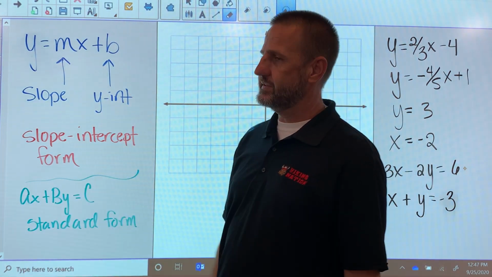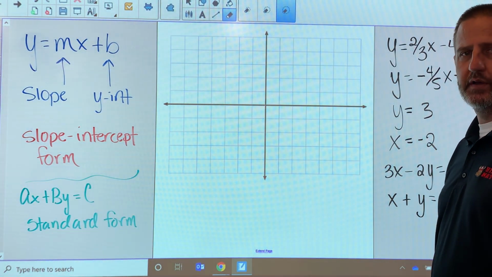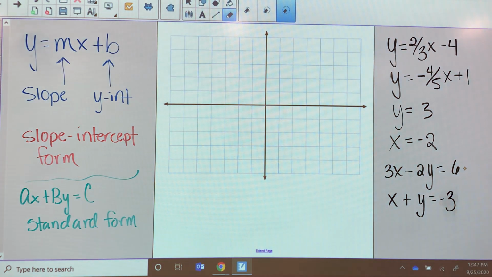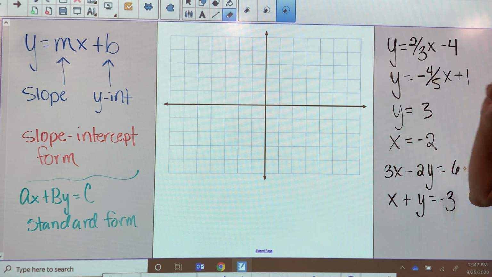So I'm going to start my examples. I've got 6 examples that I'm going to work out with you today. My first example is to graph y equals 2/3 x minus 4. There are 2 numbers that are important to me in this process: the 2/3 and the minus 4.